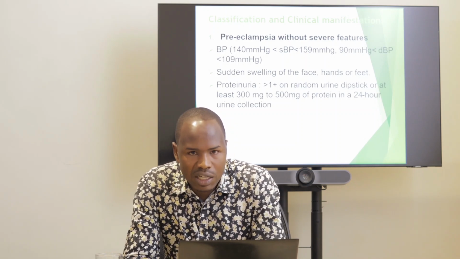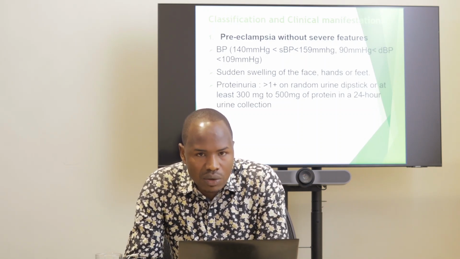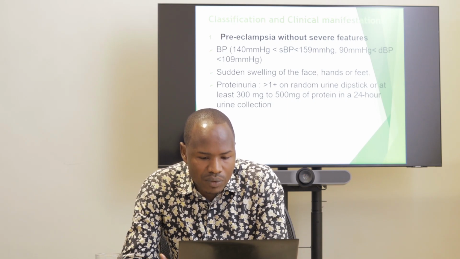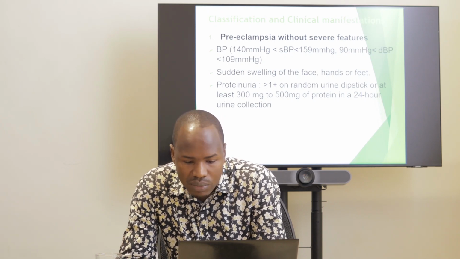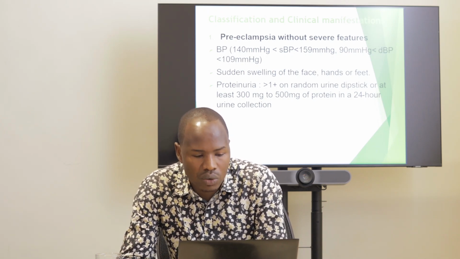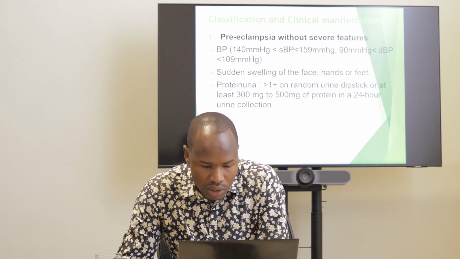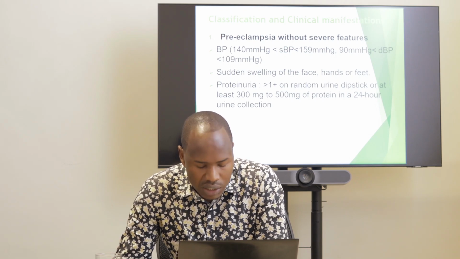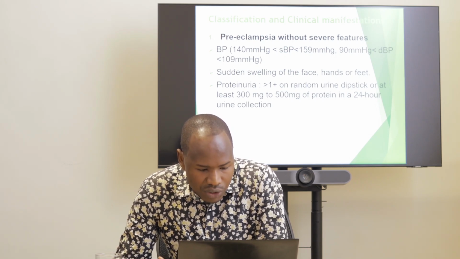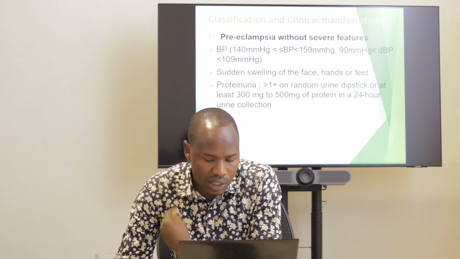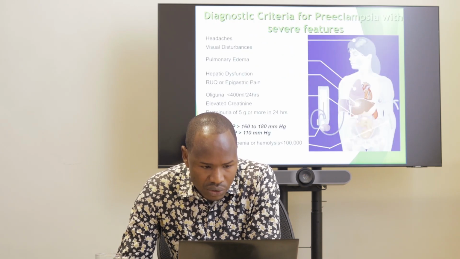We will say that the client has preeclampsia without severe features when she has high blood pressure not going beyond 159 millimeters of mercury systolic and diastolic blood pressure not higher than 109, plus facial swelling and proteinuria on random urine, and proteinuria of between 300 milligrams and 500 milligrams in 24 hours urine collection.